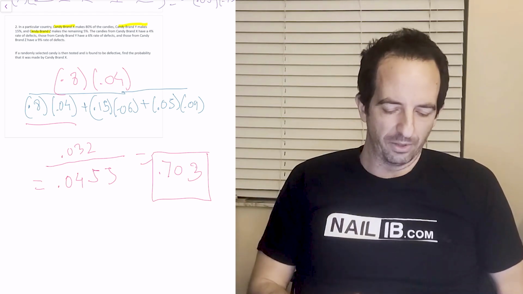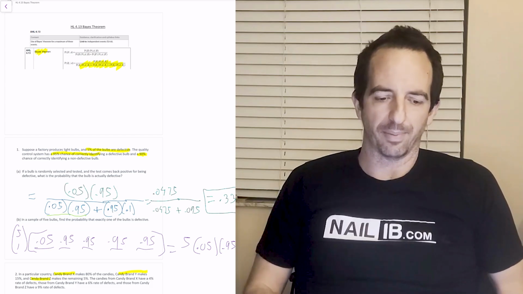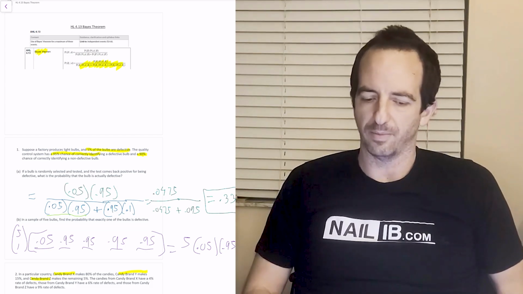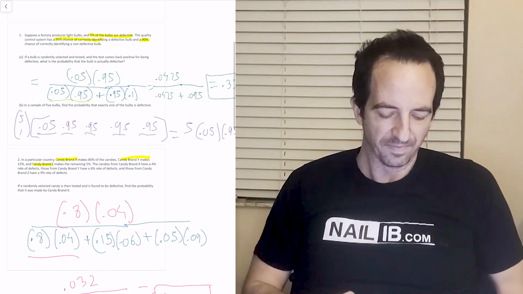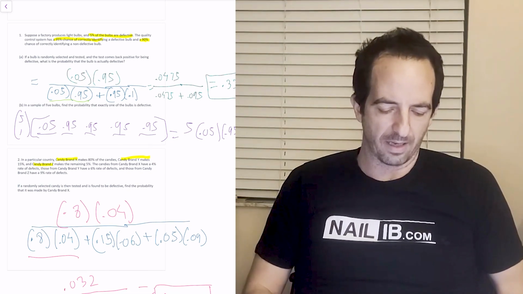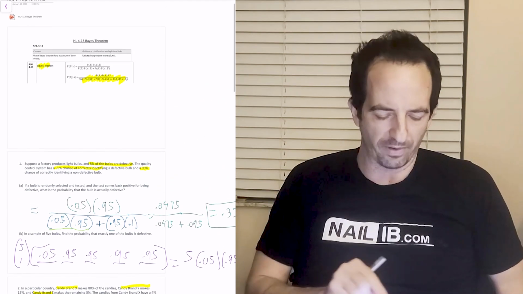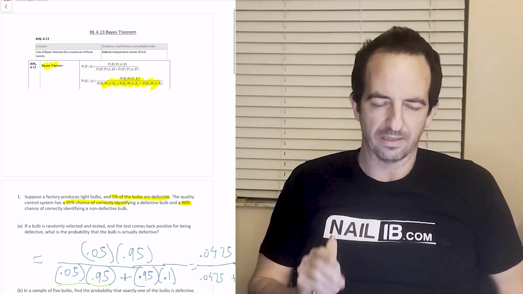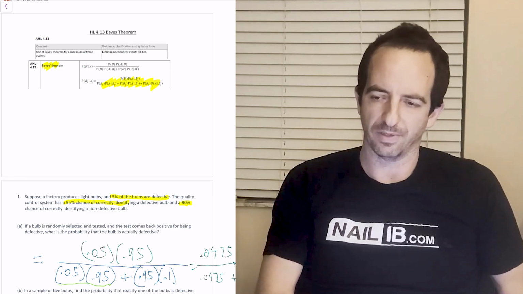So that brings us to the conclusion of 4.13. A lot of Bayes Theorem practice. The whole standard was Bayes Theorem for the most part. We saw part B of number 1, a binomial distribution problem, but it was all statistics here. And that will bring us now to 4.14, which I believe is the final standard of statistics of topic 4. Okay, so see you there.